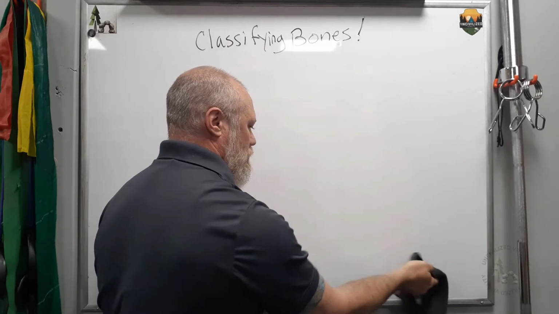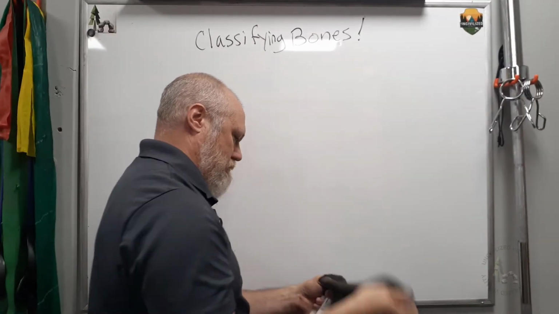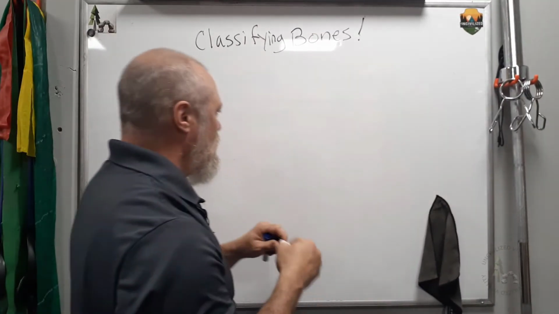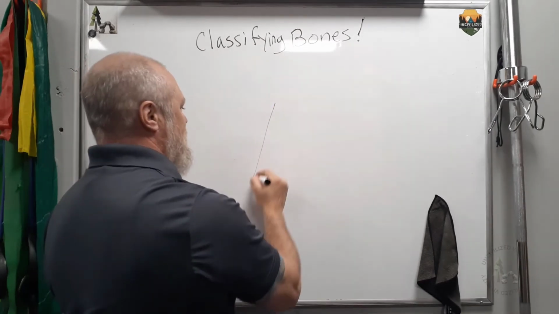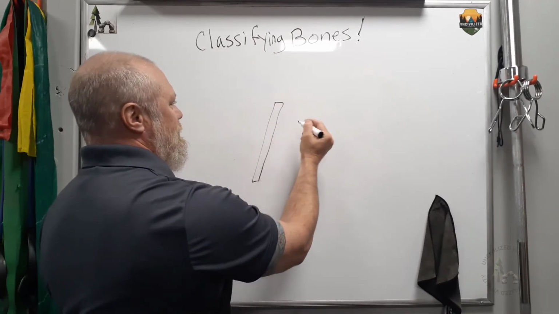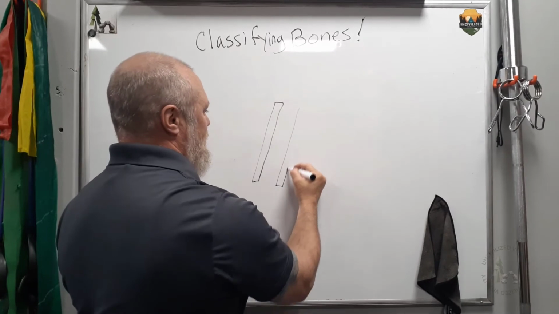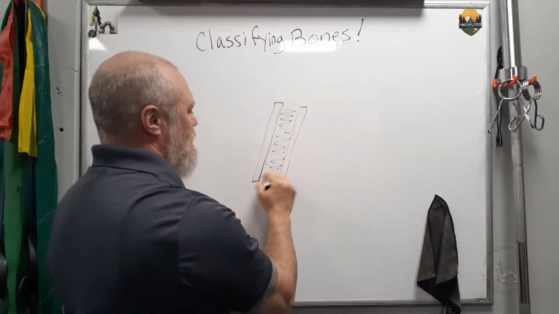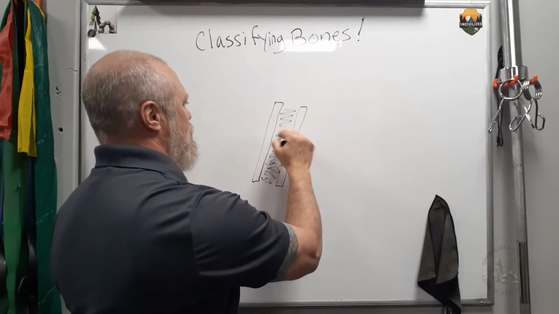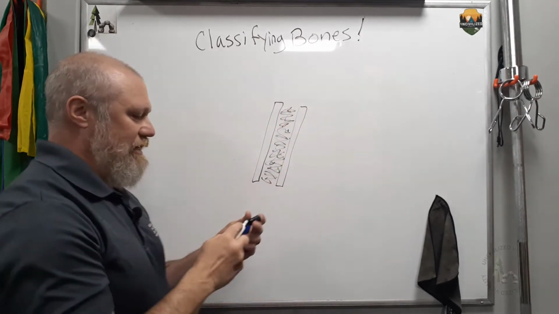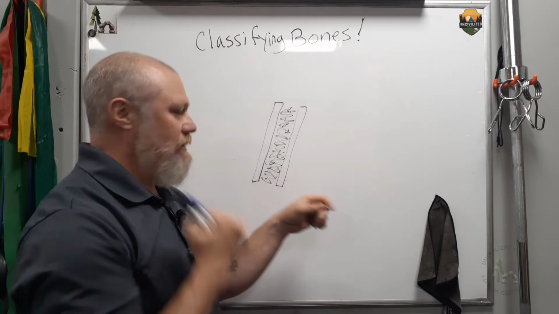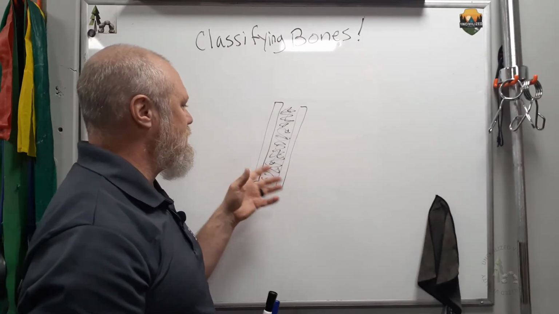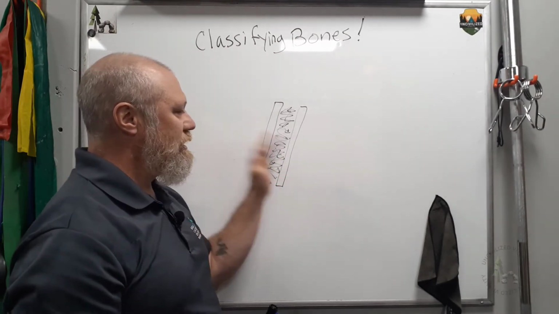Your flat bone would be sort of a plate of compact bone and another plate of compact bone with spongy bone all in between. All right, cancellous or spongy bone in between, kind of like a sandwich cookie. Right, so this would sometimes be called a diploid formation. This is your flat bone.